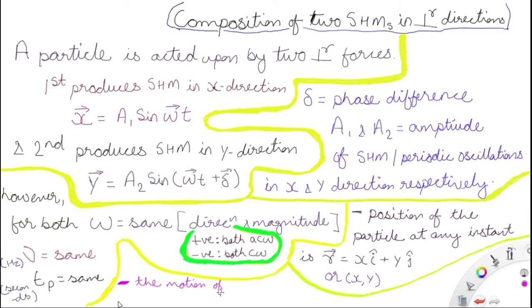The motion of the particle is elliptical, that we will see by the equation. We will also see the cases in which it is an ellipse, a circle, and also a straight line. So we will see 3 cases in which the motion of the particle is of the nature elliptical, circular and linear.